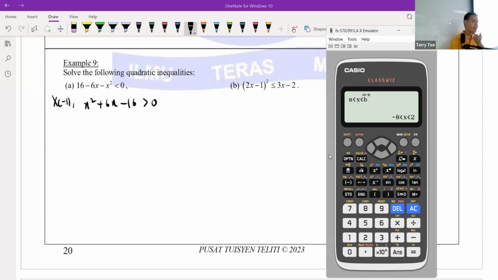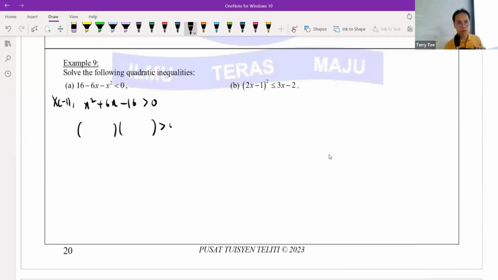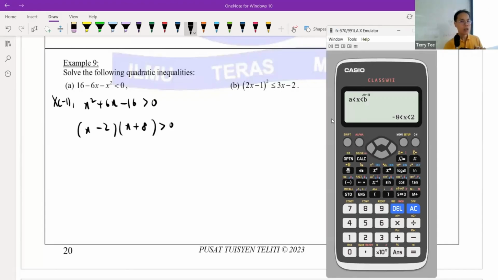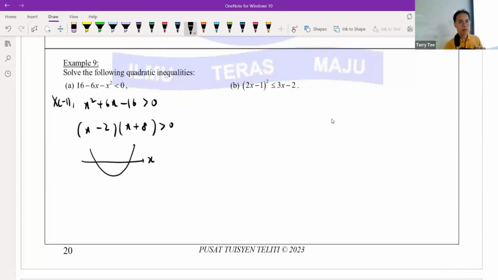Can you see that or not? Yeah, you don't really need it, but you can if you want to use a calculator. So remember to show your working for factorization. x plus 8, x minus 2. If you're not sure, you can type in a calculator to validate. We know the roots are, in this case, -8 and 2. More than means the region should be above. Remember, more than is on top, less than is below.